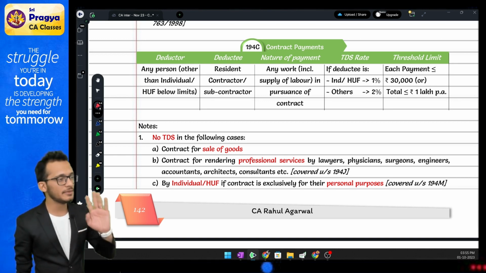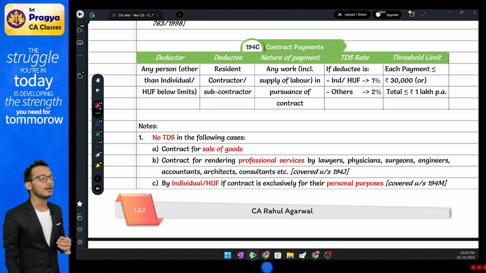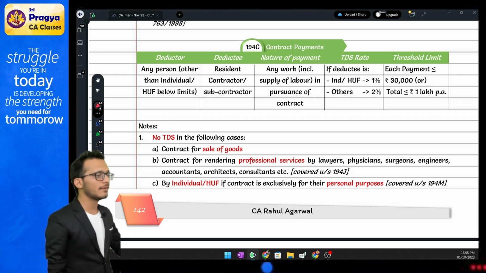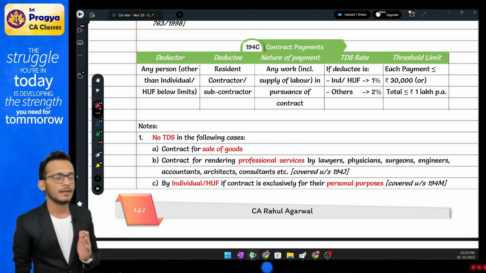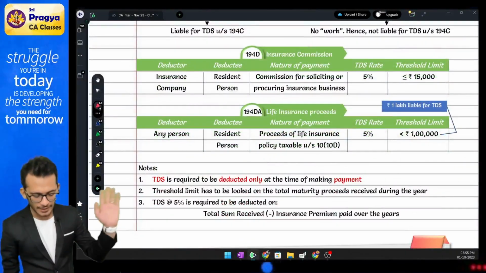Relatives here is PGBP relatives. If you or your relatives give him the raw materials, then in that case TDS will be under 194C. If not, it will be under 194Q. Yes or no? Yes. This is your C. After C comes 194D. D is not relevant for exam.